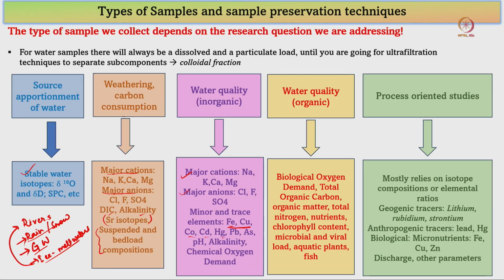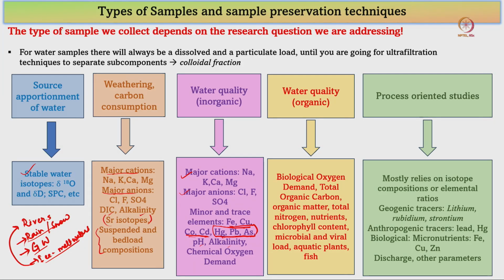So, these elements are there, and certain elements are absolutely toxic. So, this group is absolutely toxic. So, pH, alkalinity, chemical oxygen demand, this kind of data is definitely required for water quality inorganic analysis.